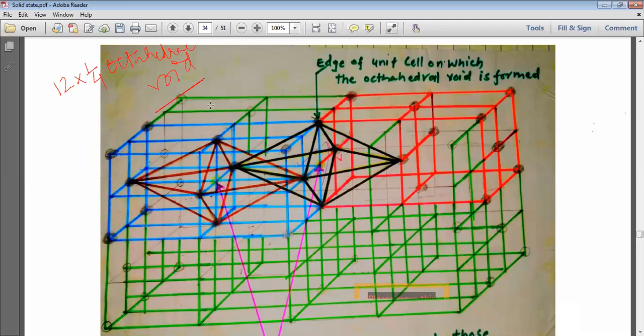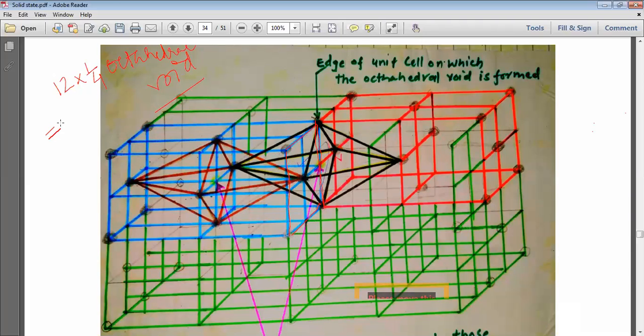I hope, my dear students, now you understand. In a face-centered unit cell, if you have one octahedral void exactly in the center, then on each edge, for example, for these edges, we have 1/4 of this black octahedral void. Same way on each edge, you will have some other octahedral void, 1/4 of the octahedral void coming inside the sky blue unit cell.